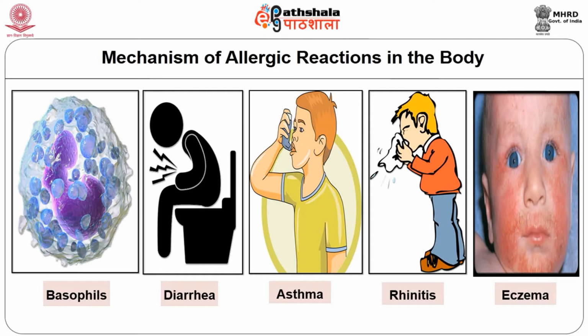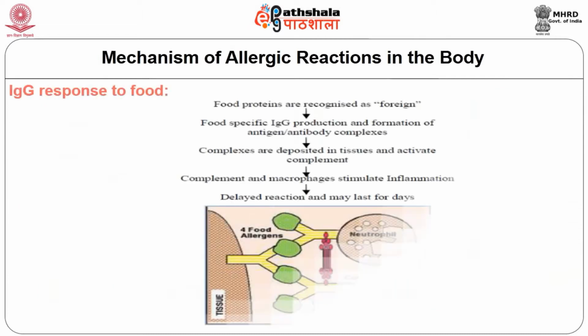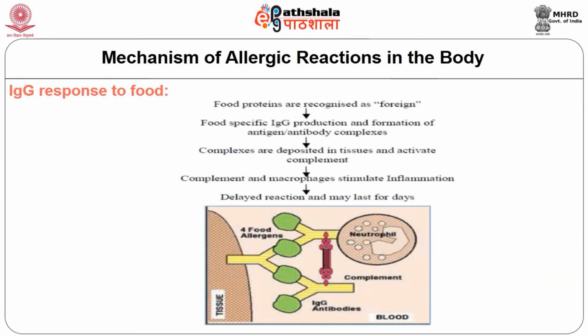The second exposure to such allergens results in binding of the allergen with immunoglobulin E, leading to degranulation and release of certain mediators which cause various allergic reactions such as diarrhea, asthma, rhinitis and eczema, or even severe systemic reactions leading to death. Immunoglobulin G response to food is projected here.